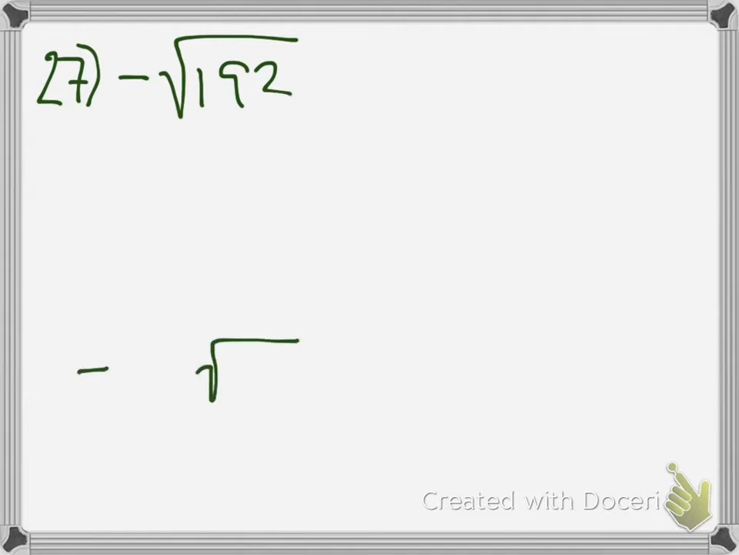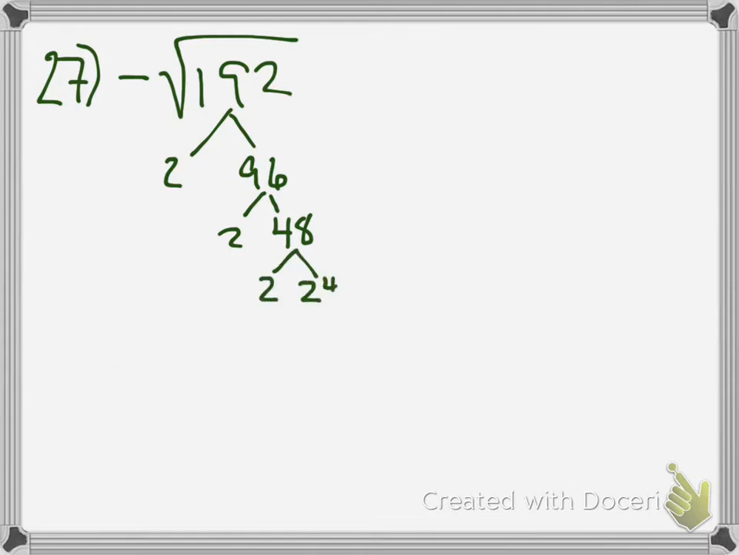But on number 27, the negative is outside the square root. So I'm going to keep that negative like that. This would be 2, and that goes into it 96 times. This is 2 and 48. I'm probably going to need to make more space. Let's try this. 2. Okay, so this is 2 and 24, 2 and 12, 2 and 6, 2 and 3.